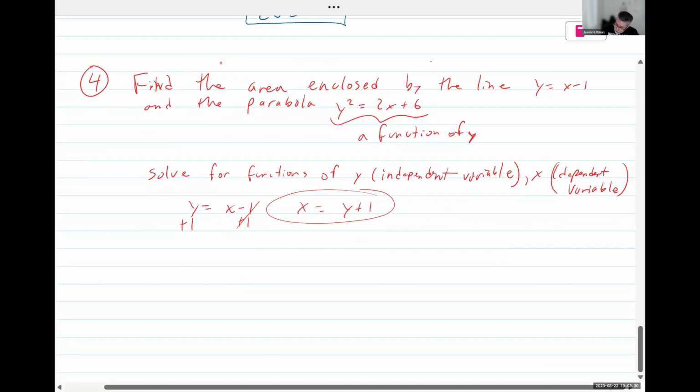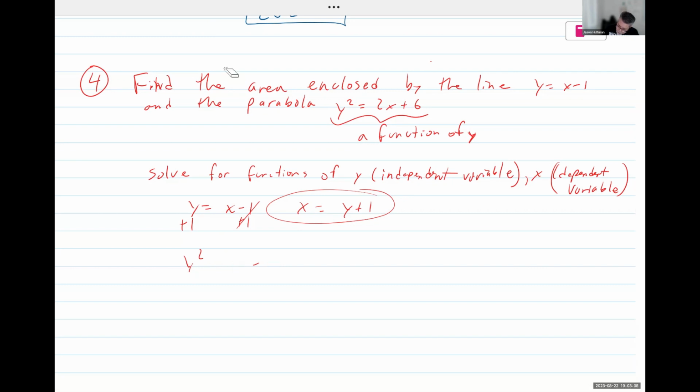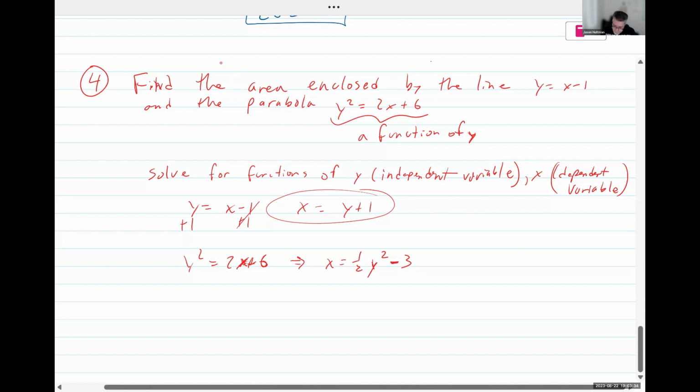Okay, and let's do the second one, which is y squared equals 2x plus 6. So subtract the 6, divide by 2, and we get x equals 1/2 y squared plus 3, right? Sorry, minus 3.